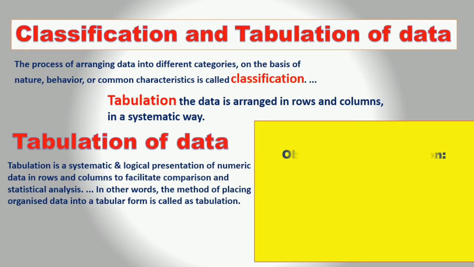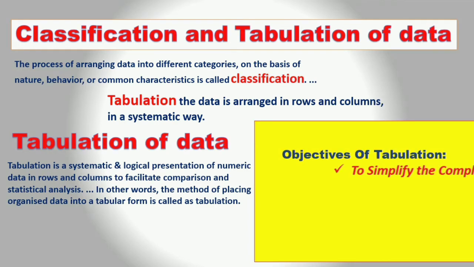The major objectives of tabulation are to simplify complex data. That means it reduces the bulk of information. The raw data is presented in a simplified and meaningful form so that it can be easily understood by a common man in less time. So it simplifies complex data.